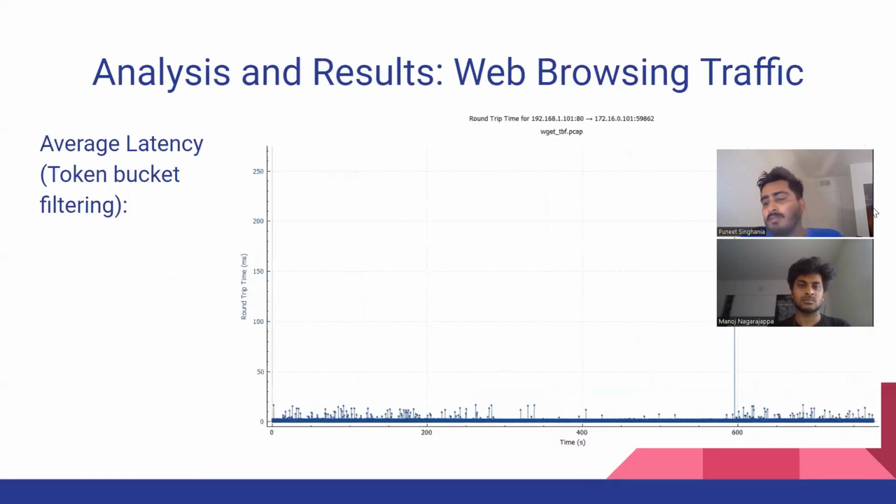So what we can tell looking at these figures is that for iPerf, priority queuing has the lowest latency. Token bucket filtering has a slightly higher latency, while the baseline, that is without QoS, has the highest latency. Also for wget, prio significantly reduces latency compared to TBF or without QoS. Now my teammate Manoj will explain the other parts.